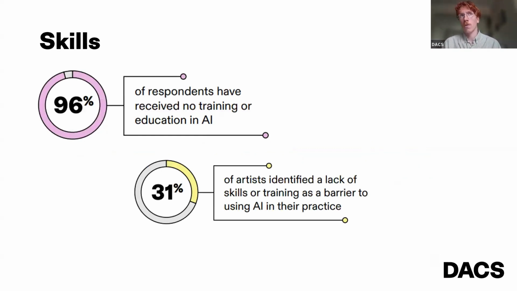Likewise, we looked at skills. When we think about the pipeline of artistic creation and artistic talent, artists often use new technologies in their work, whether that's artists who now use the internet to distribute and create their work, or augmented reality and things like that. But we saw that within our membership, a huge majority of them hadn't received training or education in AI, both in terms of using it, but also some of the ethical or legal aspects of using it as well. And a third identified that lack of skills or training as a barrier in using AI in their work.